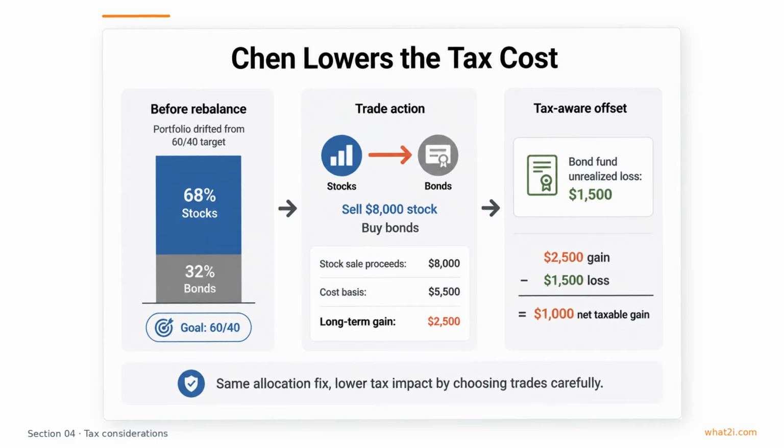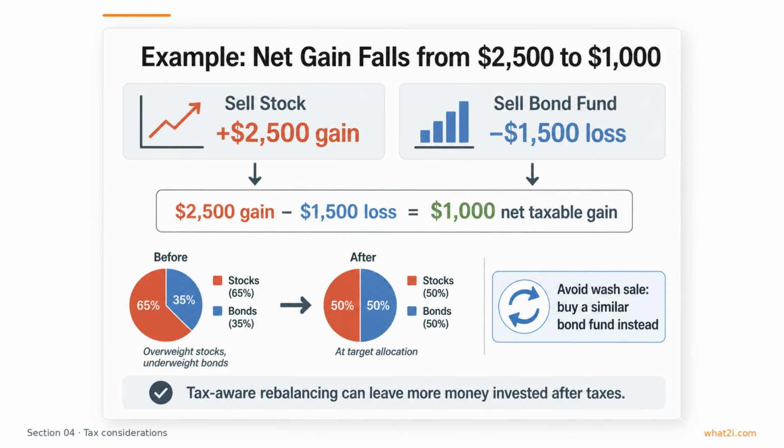That creates an opportunity to lower the tax impact while still moving the portfolio back toward target. By pairing the stock gain with the bond fund loss, Chen improves the after-tax outcome. The stock sale creates a $2,500 gain, and the bond fund sale realizes a $1,500 loss. Netting the two leaves a taxable gain of only $1,000 instead of the full $2,500. She still reaches the target allocation, but with less tax friction.